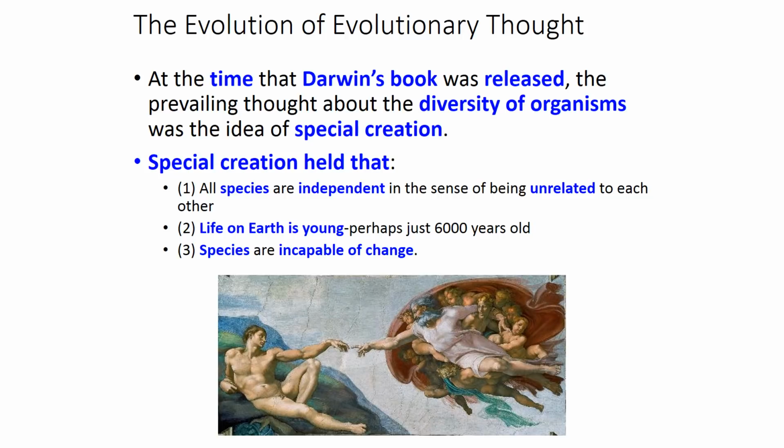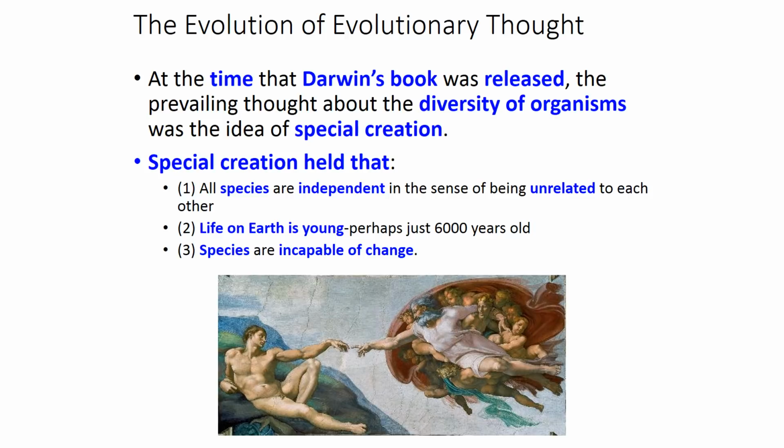And so special creation had three major ideas that it held to. First is that species are independent of one another. So you have each individual species being specially created, and they had no shared history with one another. So, for example, today we know that monkeys are related. Different species of monkeys are related through the evolutionary process, but in special creation, you would say each monkey is its own individual special creation.